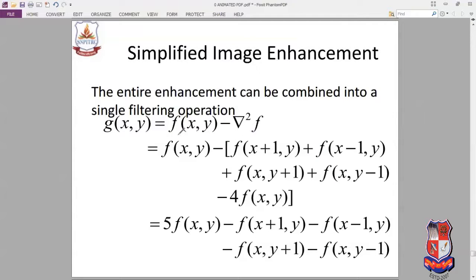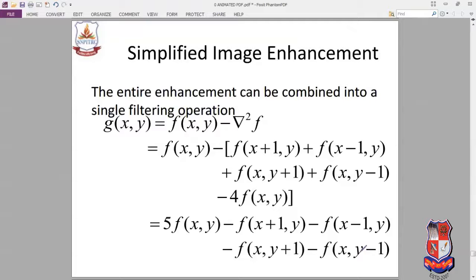So this is what we do: f of x comma y minus the Laplacian. Basically we are doing two operations. First of all, we have the original image, we find out the Laplacian, and then we subtract the Laplacian from the original image. And this entire expansion will result into this: 5 f of x comma y minus f of x plus 1 comma y minus f of x minus 1 comma y minus f of x comma y plus 1 minus f of x comma y minus 1.